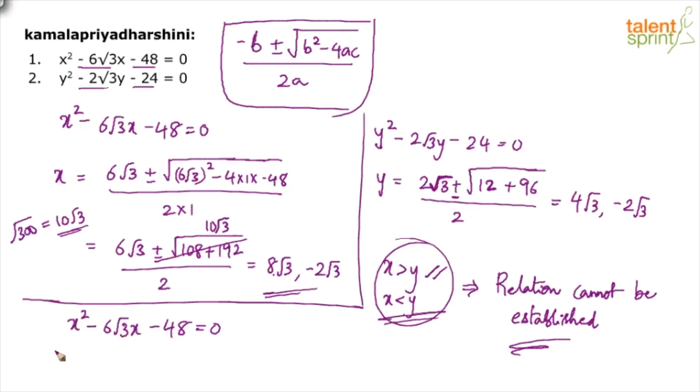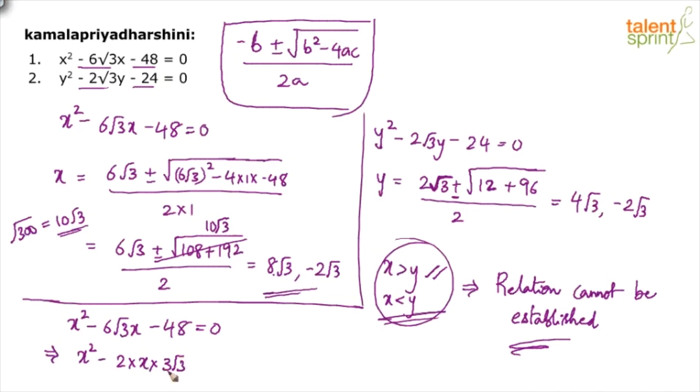So what happens? This equation would be in the form of x squared minus 2 into x into 3 root 3. Are you able to follow? x squared as it is. The 6 root 3x we are expressing as 2ab, so 2 into x into b. So 2 into 3 root 3 is 6 root 3. Now x squared minus 2ab, or a squared minus 2ab plus b squared.